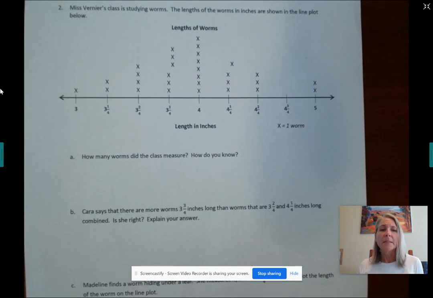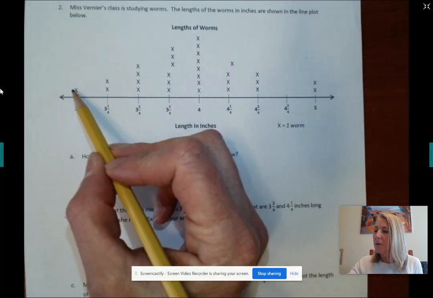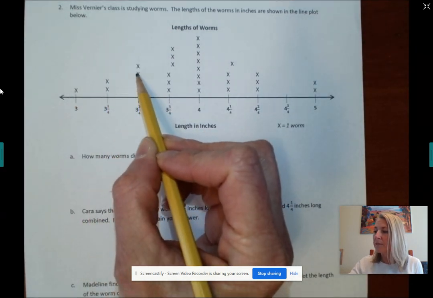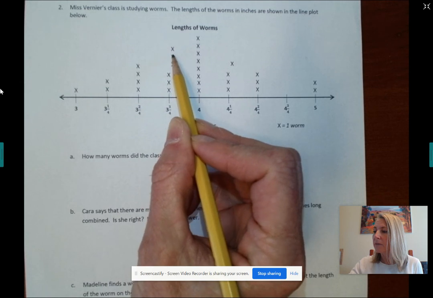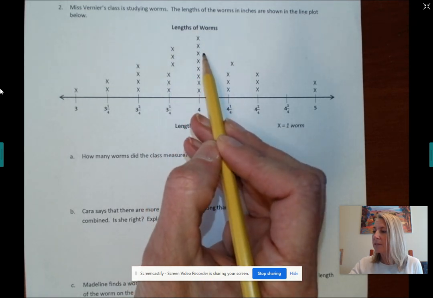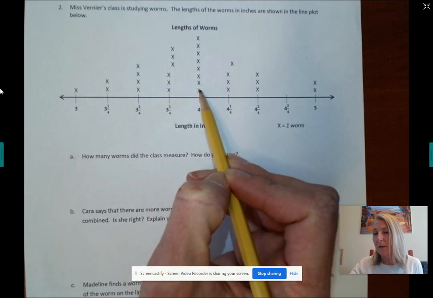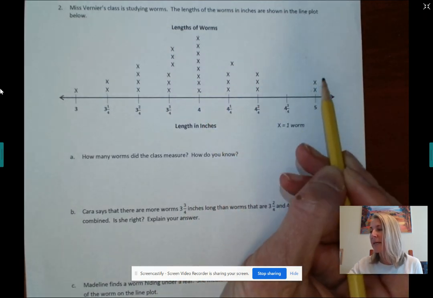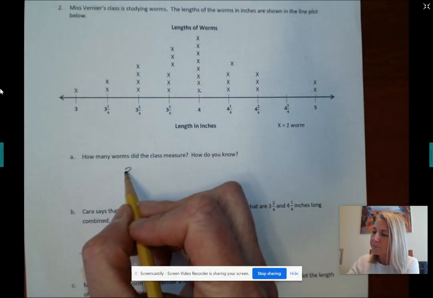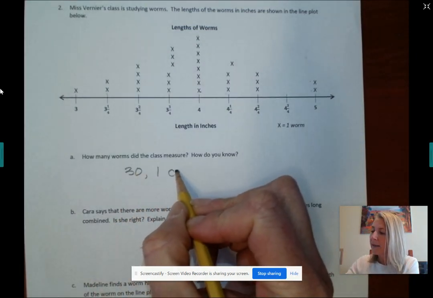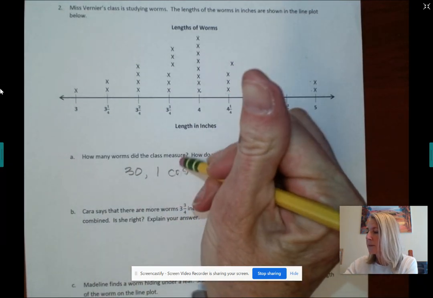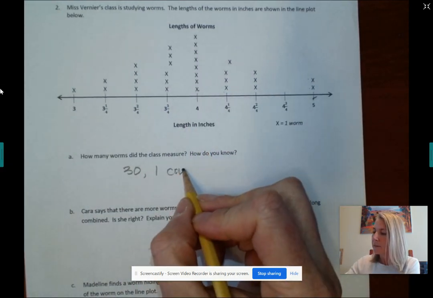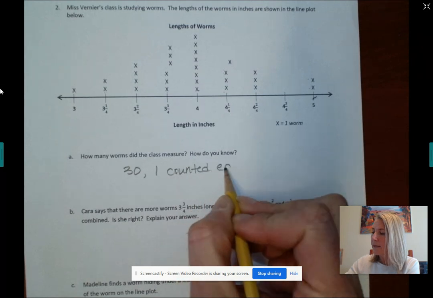How many worms did the class measure? Again, if each X equals 1 worm, all we have to do is count them up. 1, 2, 3, 4, 5, 6, 7, 8, 9, 10, 11, 12, 13, 14, 15, 16, 17, 18, 19, 20, 21, 22, 23, 24, 25, 26, 27, 28, 29, 30. Okay, 30. I counted each X.